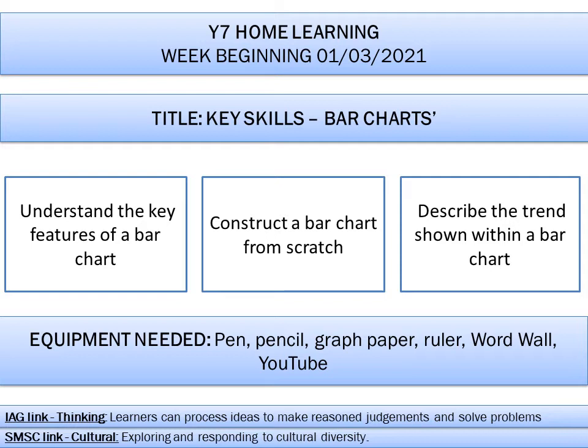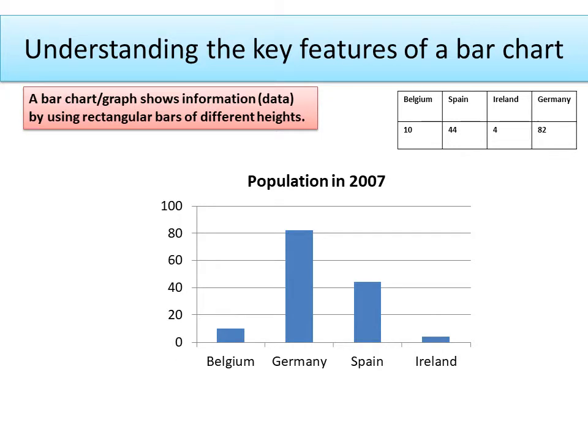For today, equipment, you're going to need pen, pencil, graph paper, a ruler, word wall, and YouTube. So, understanding the key features of a bar chart. A bar chart or a bar graph shows information or data, the way we call it in geography, by using rectangular bars of different heights, just like in this graph that we've got here.